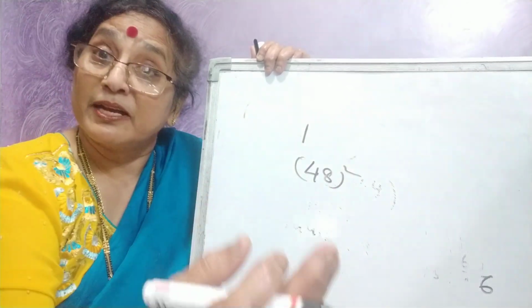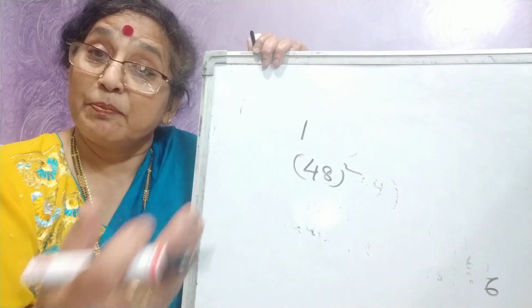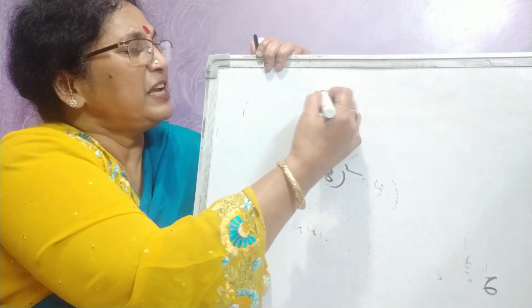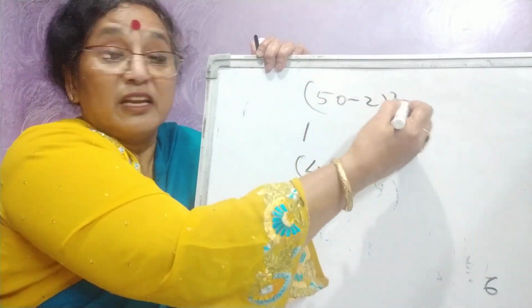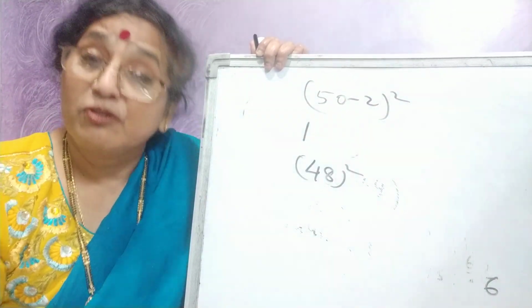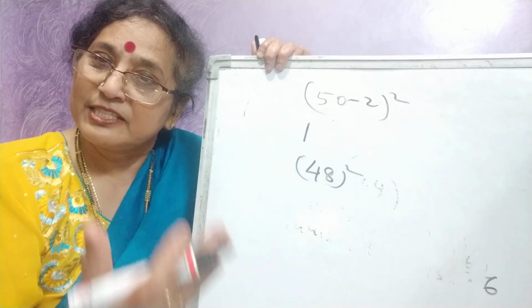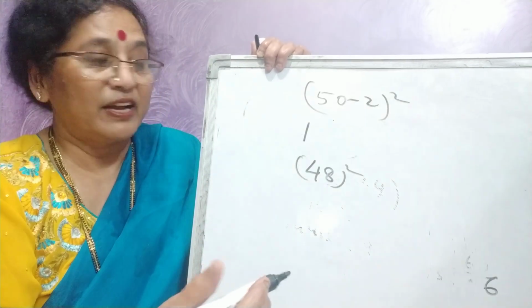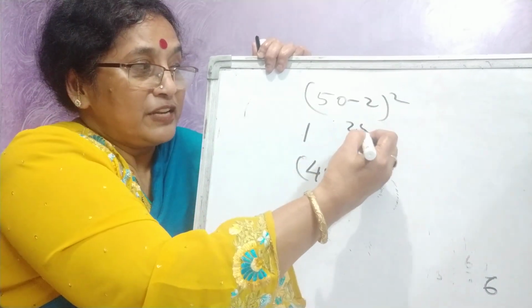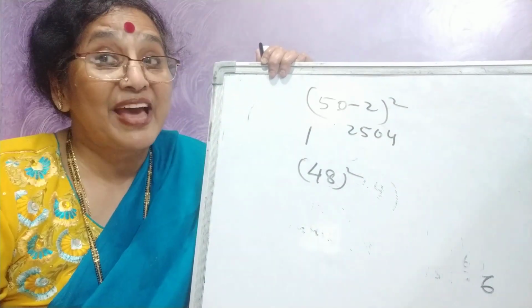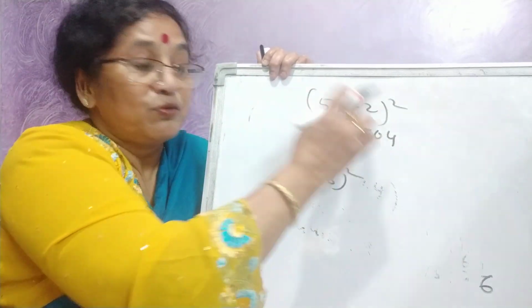But if you like plus, I told you be positive. Positive is better than being negative. Okay, so 48, but I write 50 minus 2. Let us learn to face the negative also. Okay, so that is 2504. 50 square is 2500 and plus 4. So 2504, double of 50 is 100.